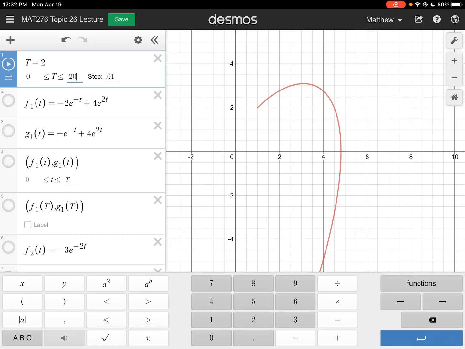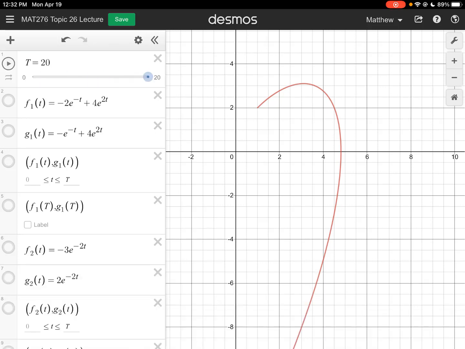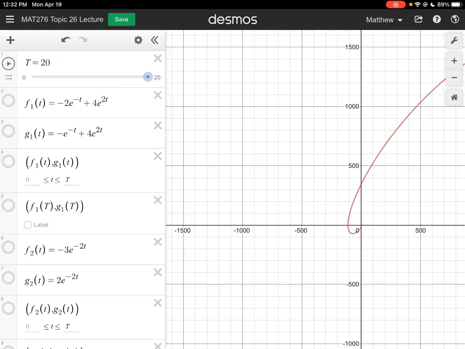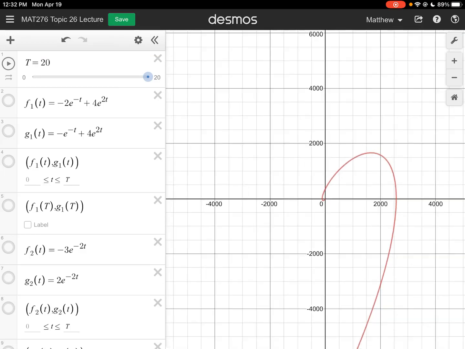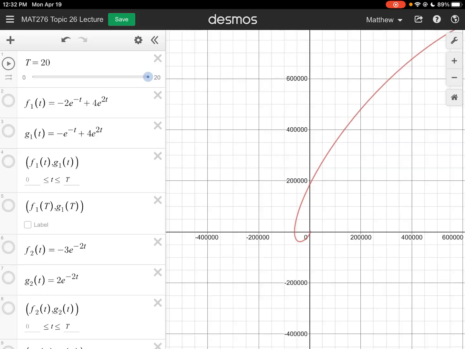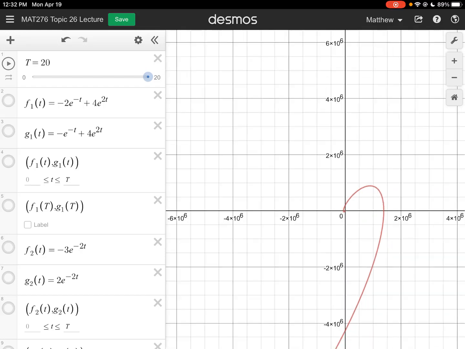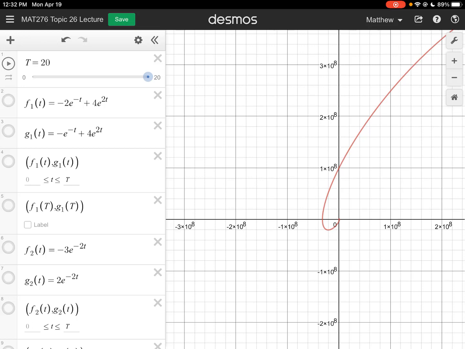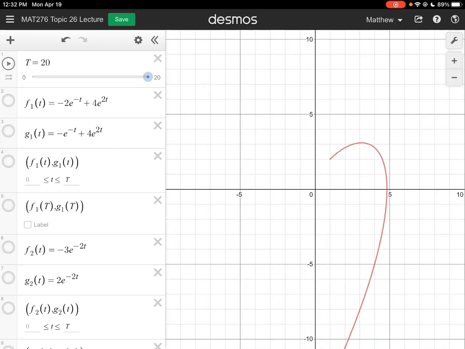In fact, why don't we do t to 20, drag it all out to 20, and just kind of zoom out and see if we can see any sort of pattern here. Interesting. As I zoom out, it looks like we have, oh, how interesting. It looks like we have some sort of spiral happening that's really zooming away from the origin. Very interesting. So we get the motions of a spiral dramatically getting further and further away from the origin and continuing to spiral.